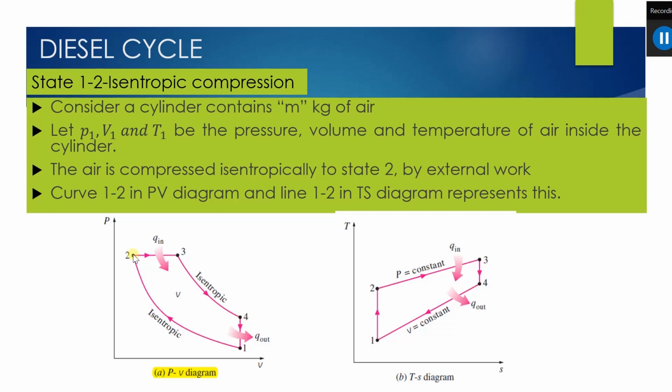Okay, so work is done onto the system, and the PV diagram shows a curve for 1 to 2, and a vertical straight line in the TS diagram, because entropy is the same.